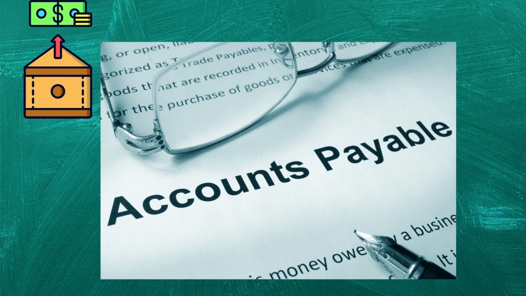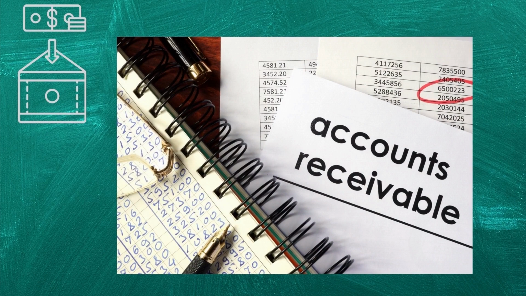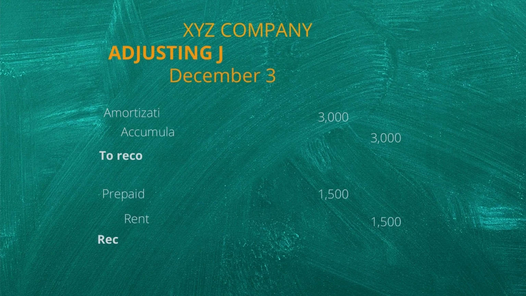Next is accounts payable. It is the amount owed to a creditor for delivered goods or completed services. So if you have accounts payable, you also have accounts receivable. So these are amounts collectible from its customers. It is the claim against a debtor for an uncollected amount, generally from a completed transaction of sales or services rendered.